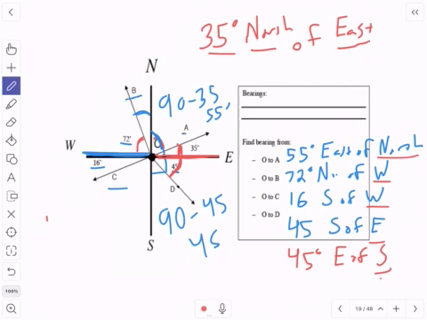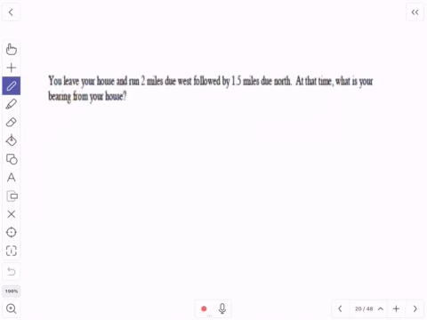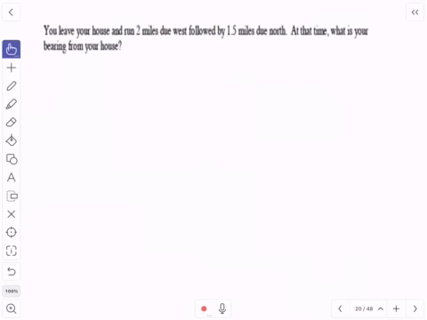Now, I can look at A, I can look at B, and I can look at C. And it doesn't matter. Now, we're going to move on to word problems. And with word problems, you need the RTD: read, think, do. So, first off, you leave your house and run 2 miles due west, followed by 1.5 miles due north. At that time, what is your bearing from your house?